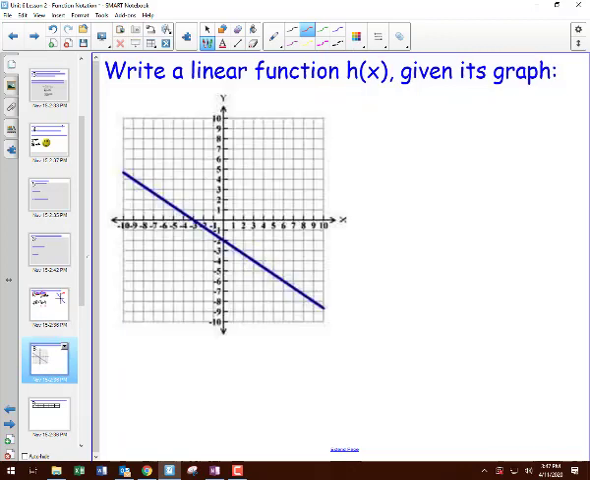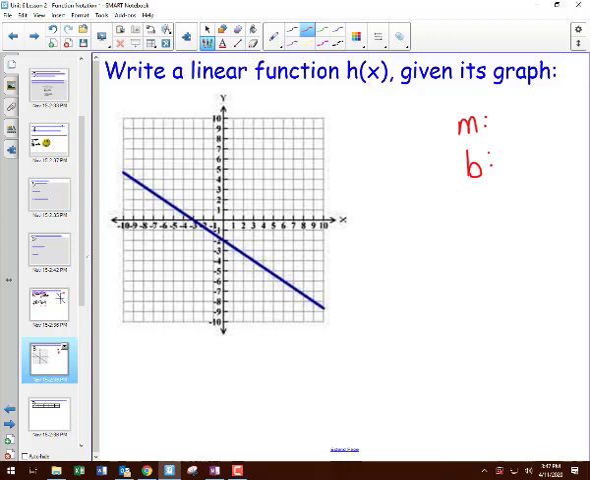Okay, now we're given a graph. Write a linear function for h of x this time. It really makes no difference whether they say f of x, h of x, anything like that. It all stands for y, given this graph. So remember, we need two things to make this. We need a slope, and we need a y-intercept, or a b.